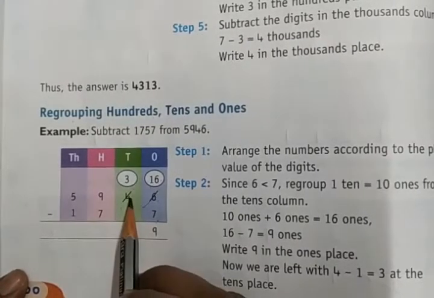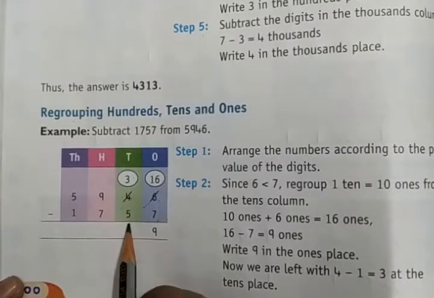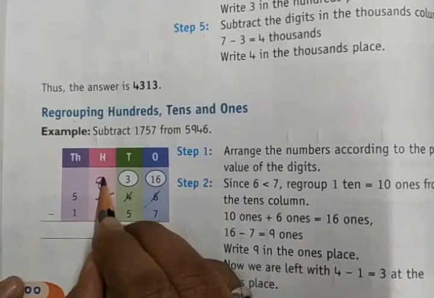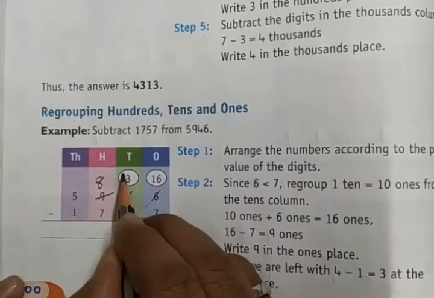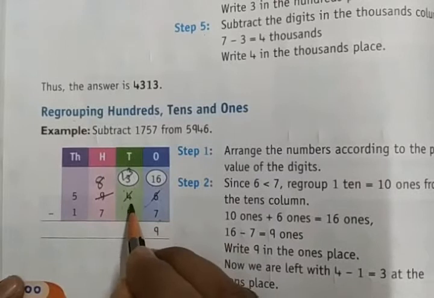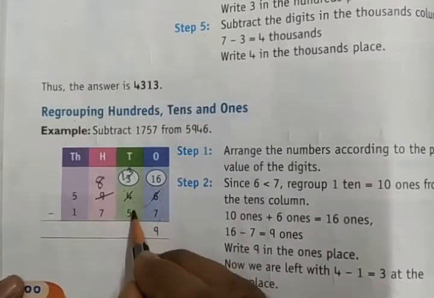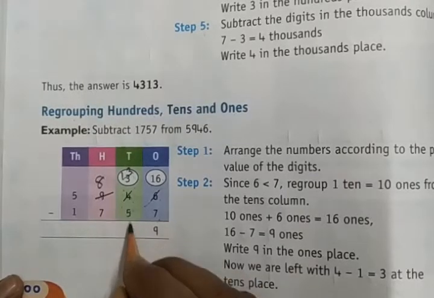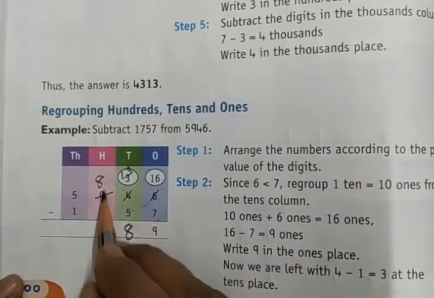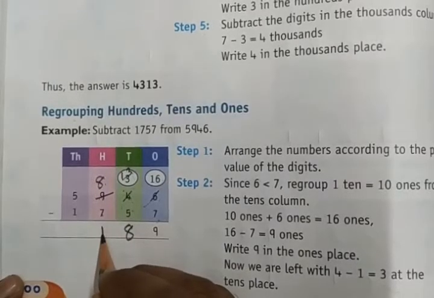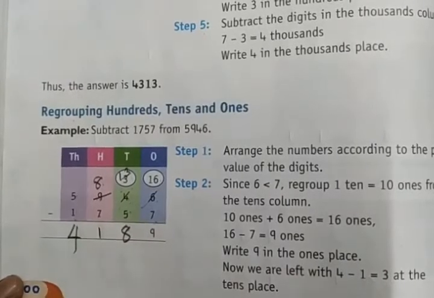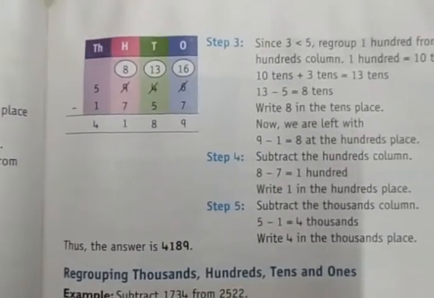Here it was 4. It will become 3. 3 minus 5 is not possible. Again what I have to do is, from 9 I will borrow. It will become 8. The 1 here will make it 13. 13 minus 5 is 8. So 8 minus 1 is 7. 5 minus 1 is 4. 4189. Here it's an example, right?